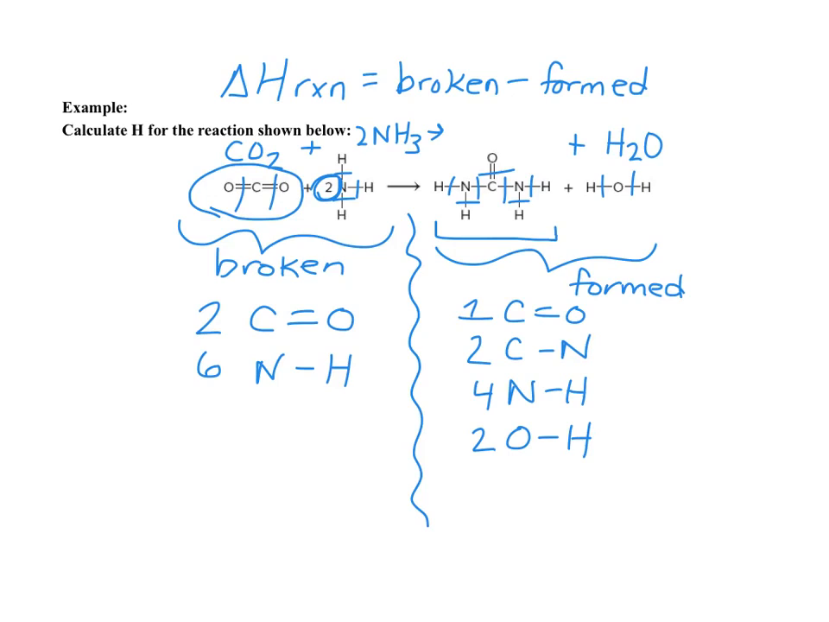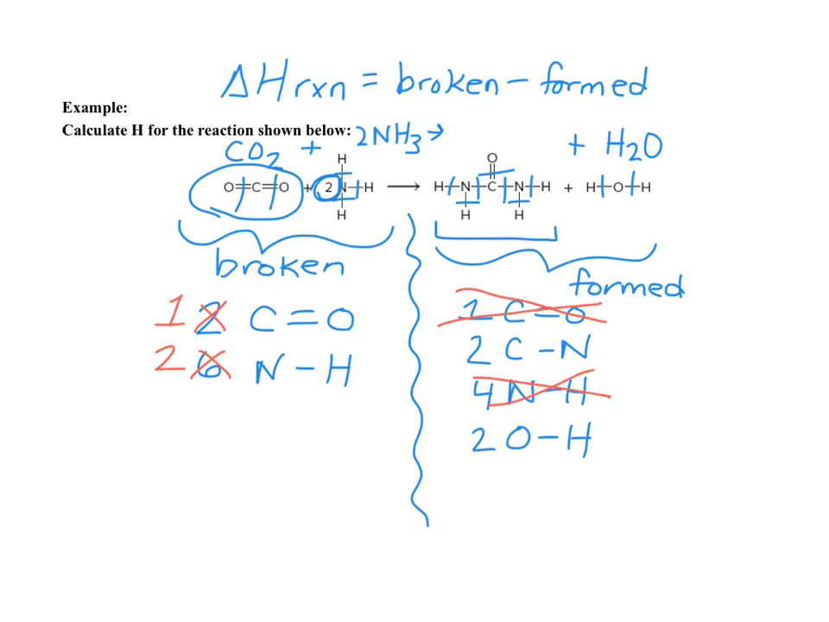Now, in order to simplify this problem a little bit, what I'm going to go ahead and do is cancel out bonds that are the same on both sides. So like over here on the right side, I have 1 carbon oxygen double bond, and I have 2 over on the left side. So I can cancel out 1 from each side. That'll leave me 1 over on the left side. Other bonds that can be canceled out, I have 4 NH bonds over on the right side, so I can cancel out 4 from the left side, leaving me with just 2 nitrogen hydrogen bonds.